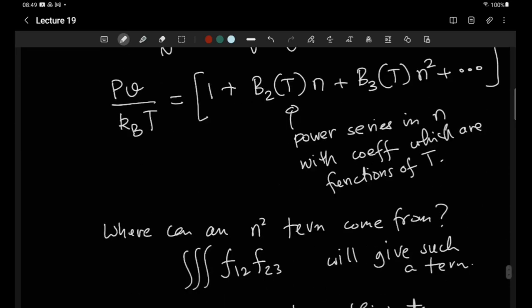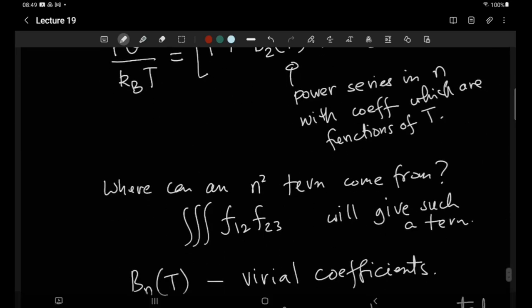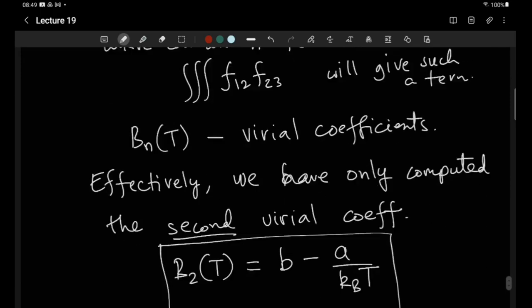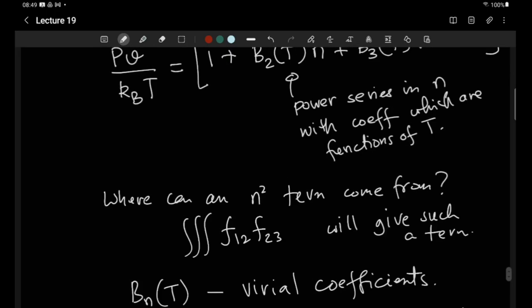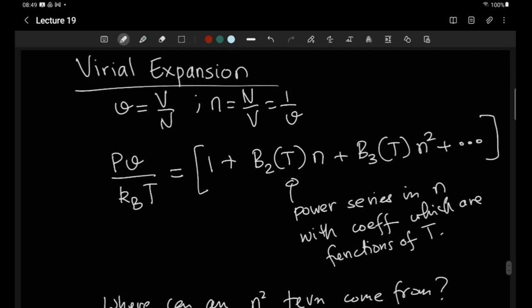And if you look at B2 of T, in addition to it saying high temperatures, you can see it's really a function of 1 by T. So for large T, B2 of T becomes pretty small. So at high temperatures as well as low densities is when we expect, for any gas, ideal gas behavior to be a reasonable approximation.